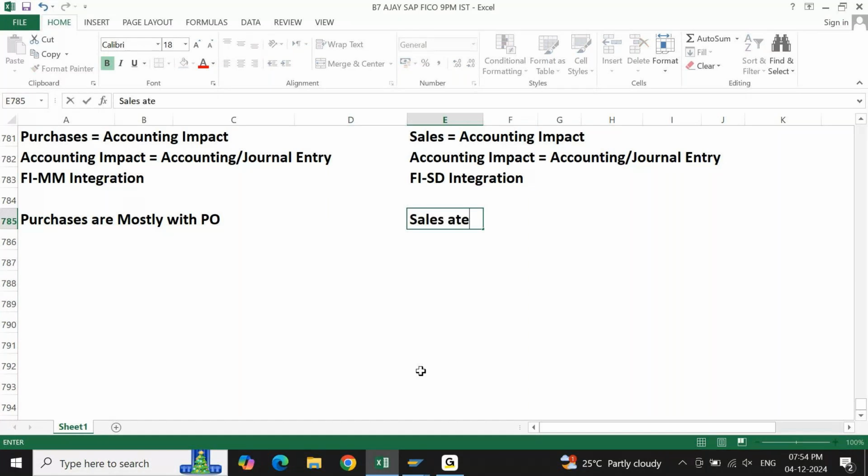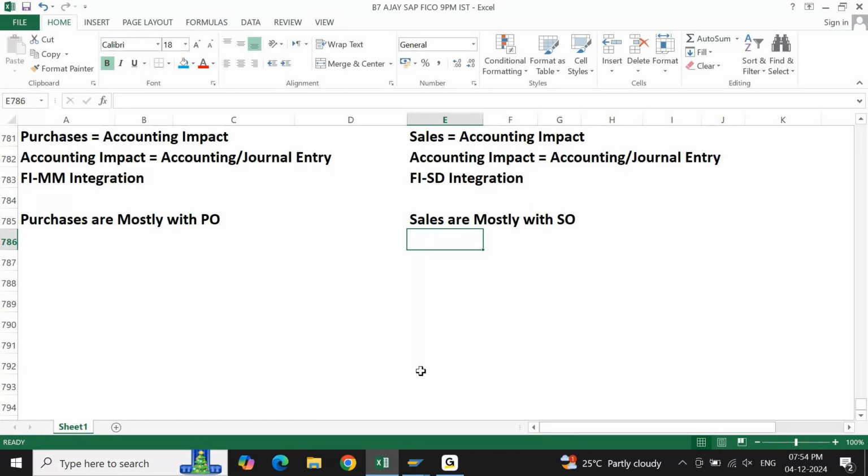Sales are mostly with SO. There are exceptions without a purchase order, and exceptions without a sales order, but the majority of your sales and purchases are strictly purchase order and sales order. Wherever a purchase order is there, FI-MM integration exists. Wherever a sales order is there, FI-SD integration is there.